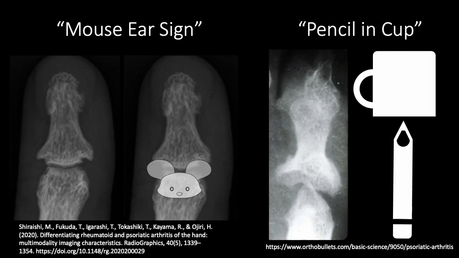Here are a couple of radiographic signs which are classically associated with psoriatic arthritis, the mouse ear sign and the pencil in cup sign. The mouse ear sign involves the DIP joints and it's secondary to marginal erosions. And here, because of the degree of bone destruction, the joint takes the appearance of a pencil in cup, with one end of the joint forming the cup and the other forming a pencil that projects into the cup.